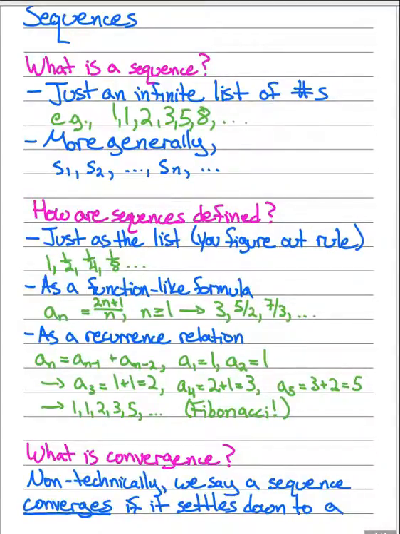Okay, it's time to learn about sequences. A sequence is just an infinite list of numbers. Here's a really famous one. It's called the Fibonacci sequence. It's the numbers 1, 1, 2, 3, 5, 8, and so on.